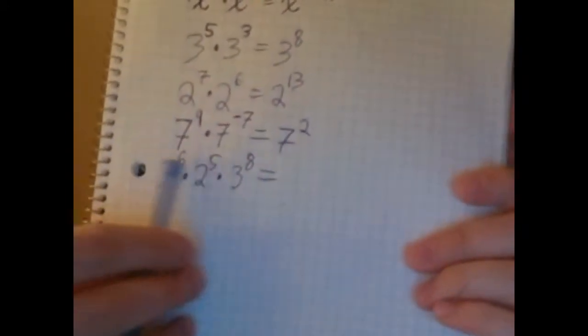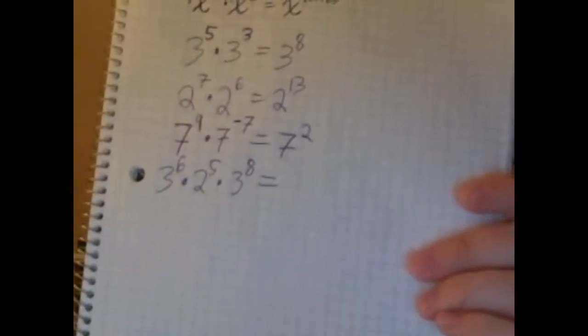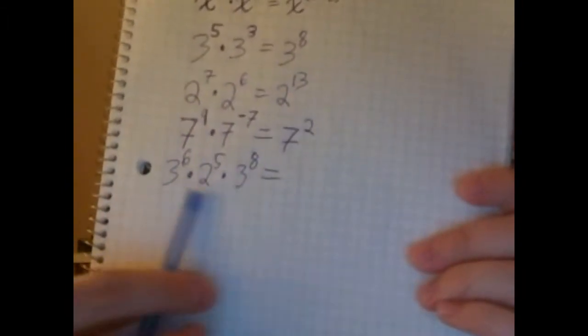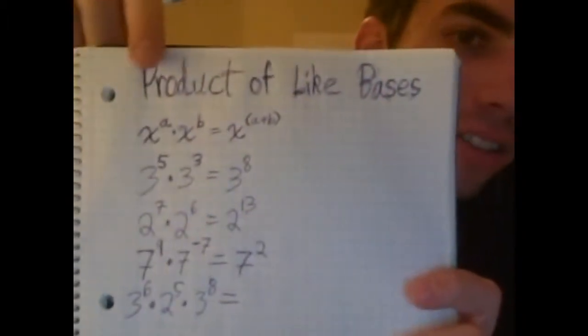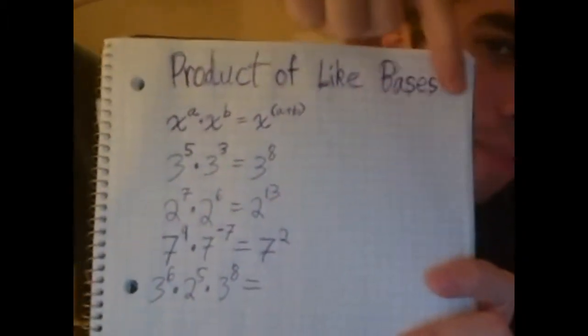Now, here's an interesting problem. What if we have 3 to the 6th times 2 to the 5th times 3 to the 8th? Well, you might say, oh, we just add these three numbers up. And if that's true, then what do we have as our base? That's the issue. You need to have the same base. That's what like bases means.